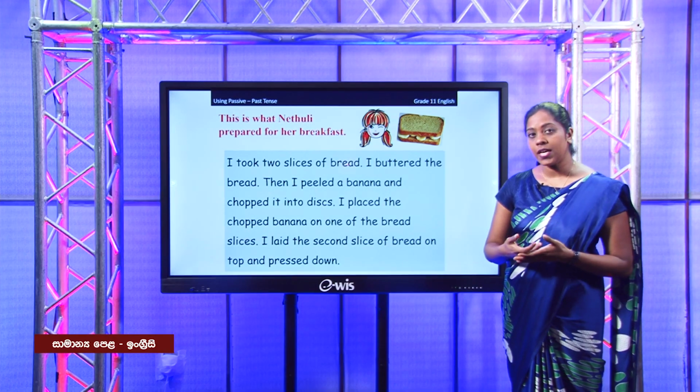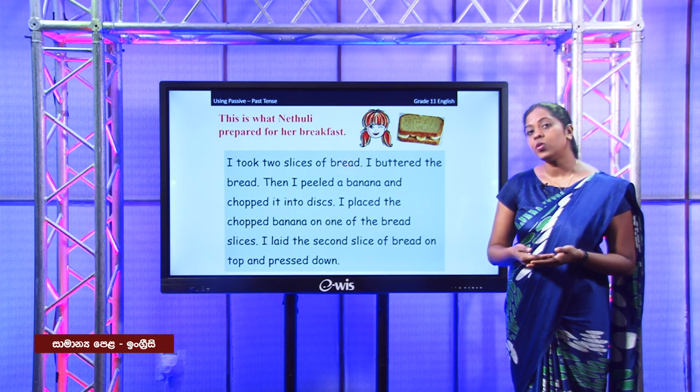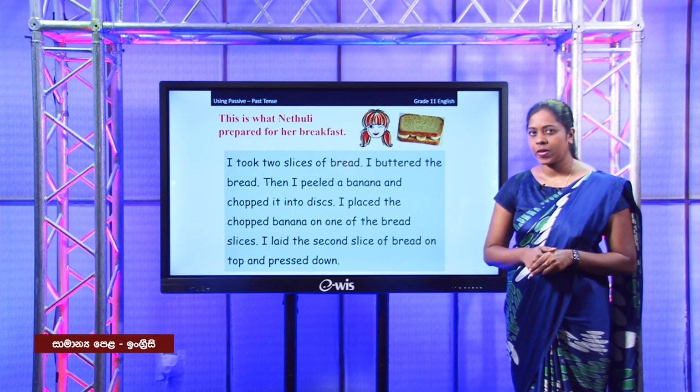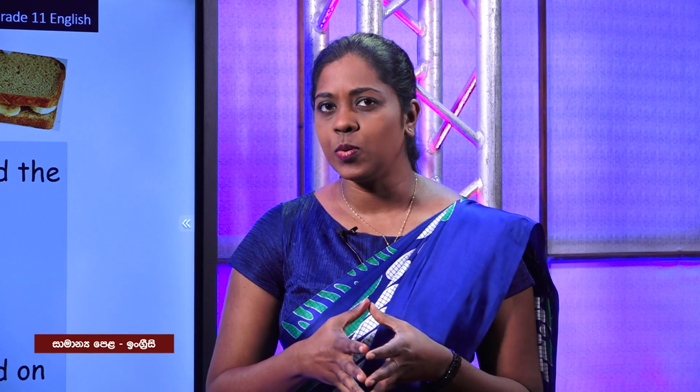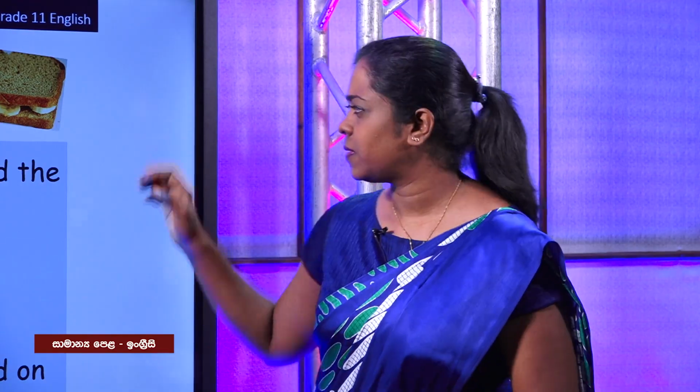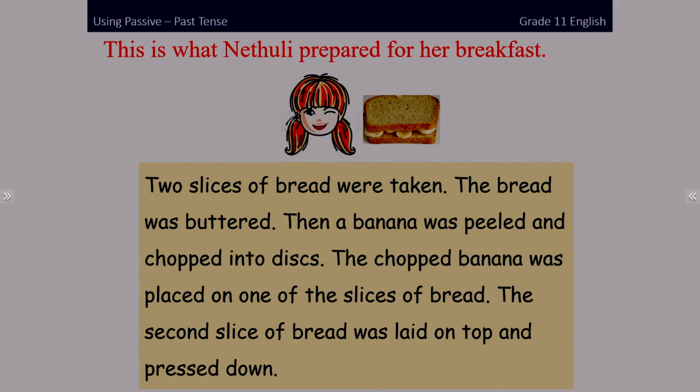So, Nethuli is telling us how she made her breakfast yesterday. Now, I'm going to change it into a little formal and see how that sounds. 2 slices of bread were taken. The bread was buttered. Then a banana was peeled and chopped into discs. The chopped banana was placed on one of the slices of bread. The second slice of bread was laid on top and pressed down.